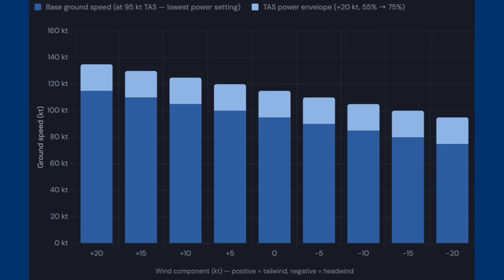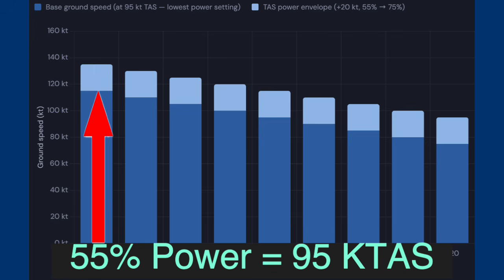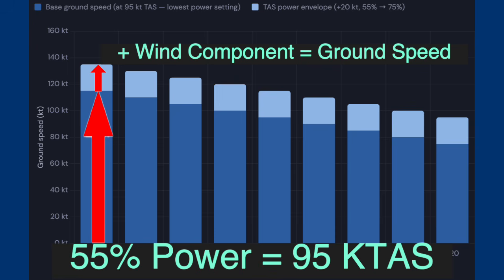So the question you have is, what does the wind do with the value of those 20 knots and 2.5 gallons per hour? To illustrate this point a little bit better, here is a bar chart where each bar is the total ground speed at a given wind component. The solid bottom is your base ground speed at the lowest power setting, and then the lighter segment on the top is the 20 knot true airspeed envelope, what you gain by going all the way up to 75% power.